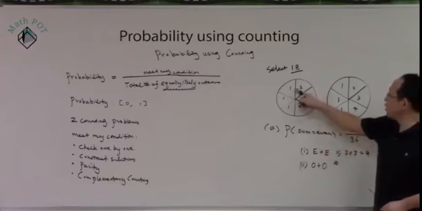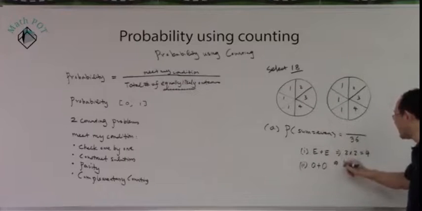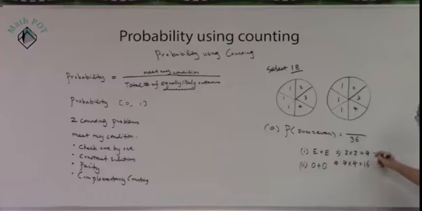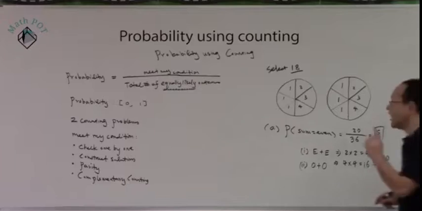First number odd, of course, 1 and 3. I see 2 ways. Of course, second number is also 2 ways. Multiply together, that is 4. Of course, we need to add up. That gives us 20. So the favorable condition is 20. Now we need to simplify. Divided by 4, divided by 4, it gives us 5 over 9. That is the answer for this one.